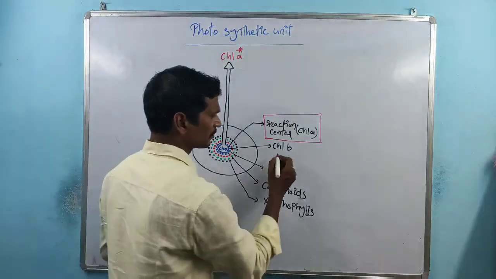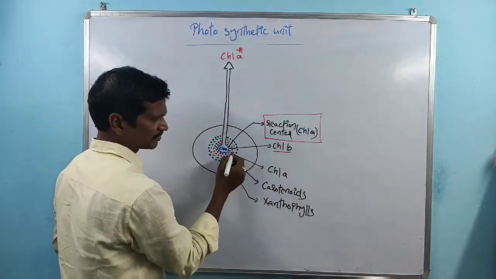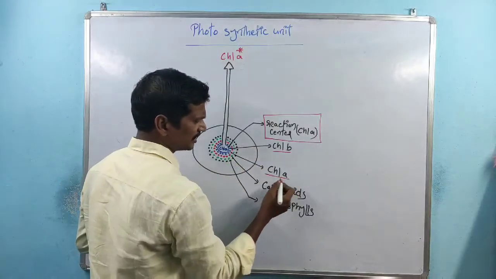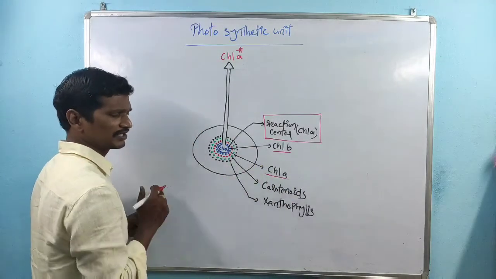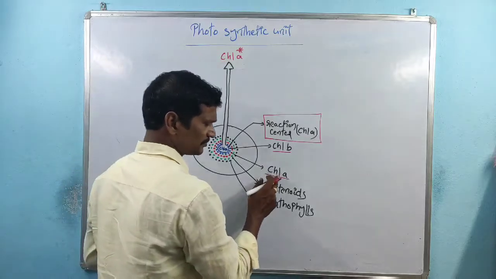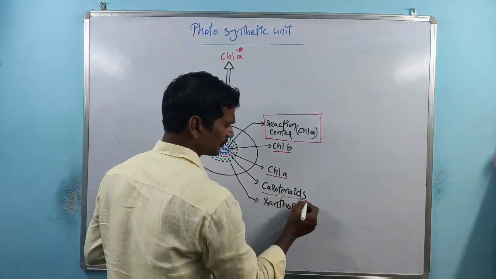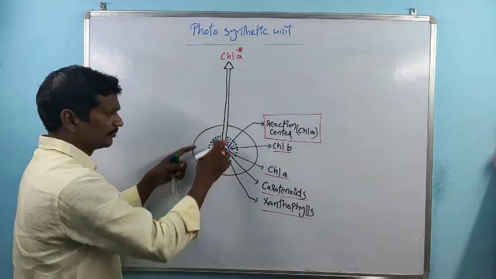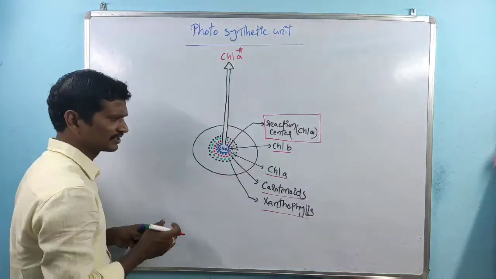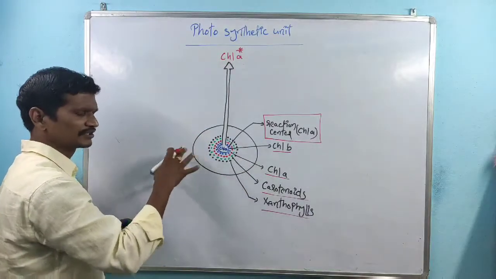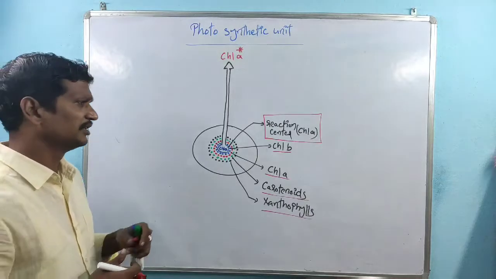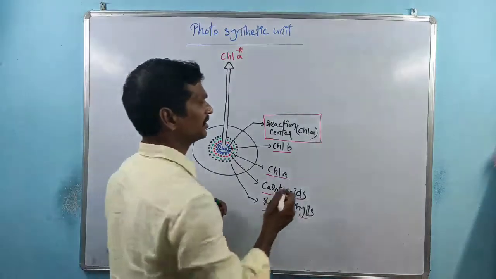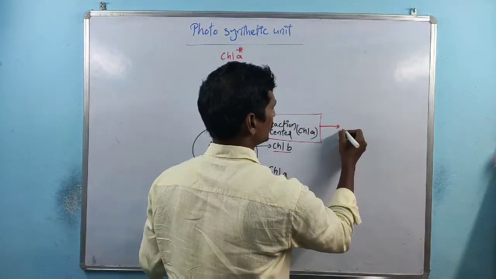So here there is chlorophyll B. See the next row, that is chlorophyll B. Next one is again chlorophyll A. These are normal chlorophyll A. These are not special. These are not reaction centers. There is chlorophyll A, and carotenoids and xanthophylls are there. This is the total antenna structure. Within the total antenna structure, these pigments are arranged.